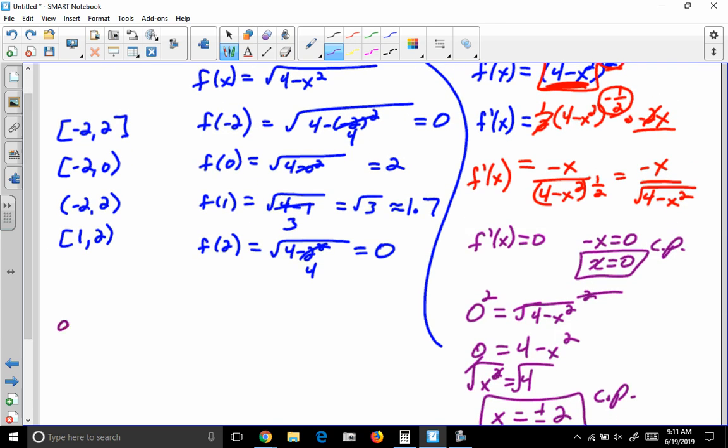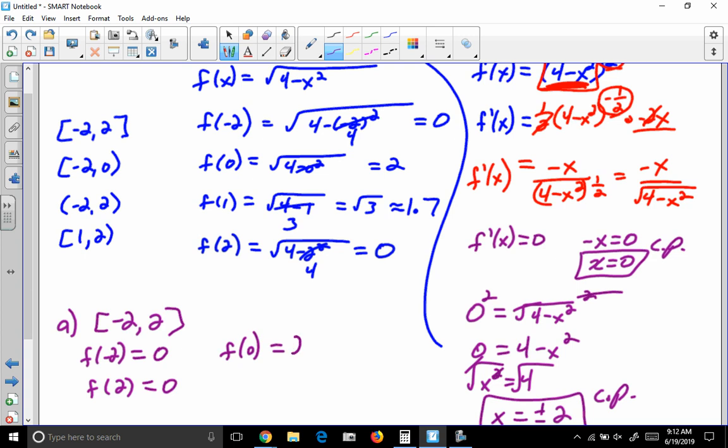Look at these piece by piece. If we look at the interval from -2 to 2, at -2 our y value is 0, at 2 our y value was 0. And then we had a critical point inside that interval when x is 0. If we put a 0 in for x, we got 2. So this is the largest value, that's the maximum on that interval, and both of these are minimum values for that interval.